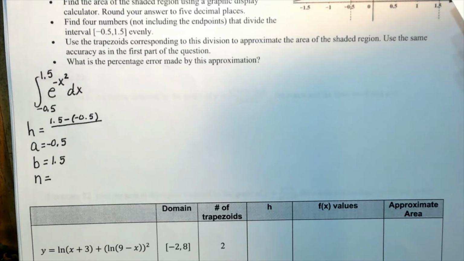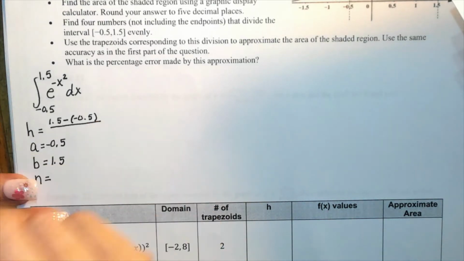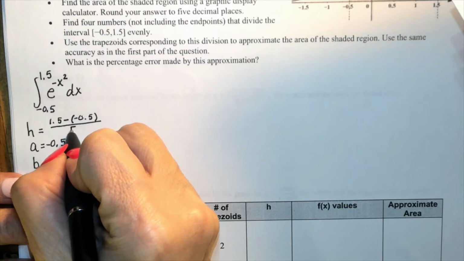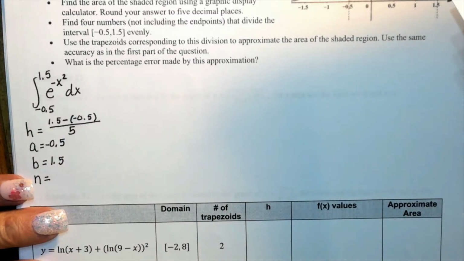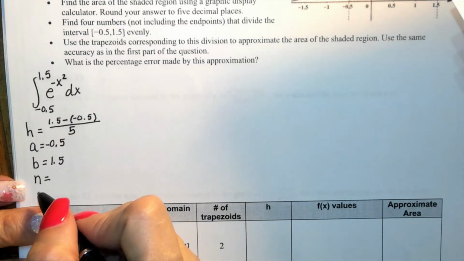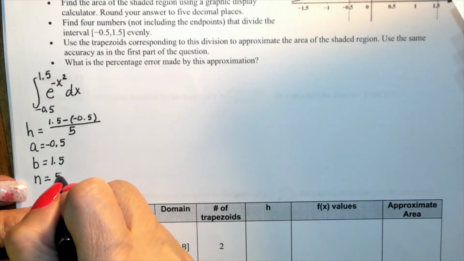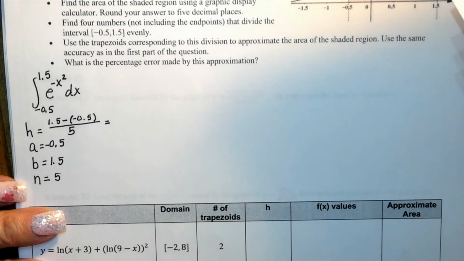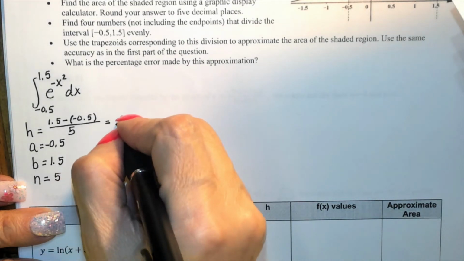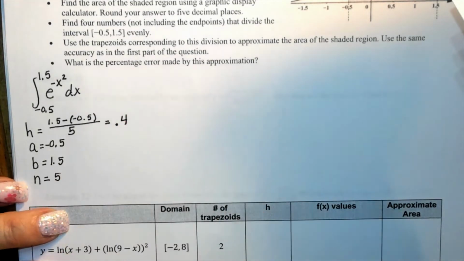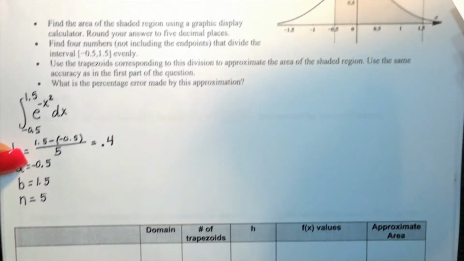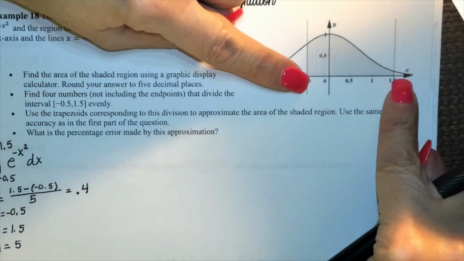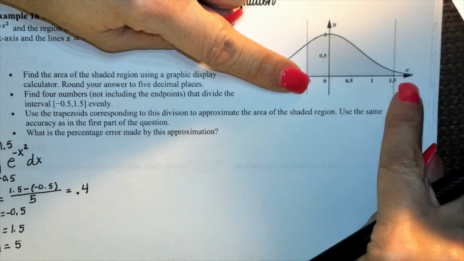Find 4 numbers. Okay, so we're going to find 4 numbers, but how many trapezoids is that going to create? If we have 4 numbers, it's going to actually create 5 trapezoids. All right, and so I'm going to put 5 down here. So when you do that, I actually got 0.4. So that means, not including the endpoints, we're going to put 4 lines in here, right?